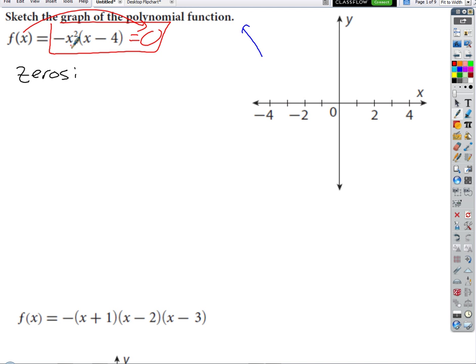Now, later in the class, what do you think we're going to do? Well, I'm going to give you polynomials in unfactored form, and to do the same thing, what do you suppose you're going to have to do? Factor them. You're going to have to put them into this form, right? Okay, so the zeros are going to be x equals 0 and x equals 4, okay? So we know we're going to get zeros there and there, right? But we got to know what's going on in between, right?